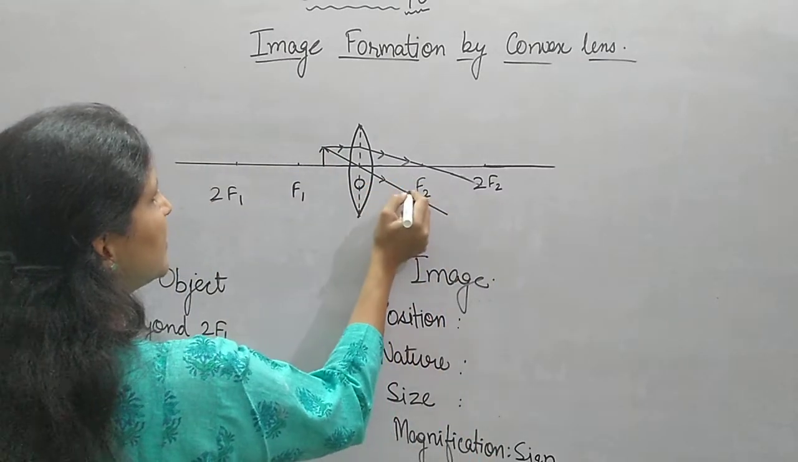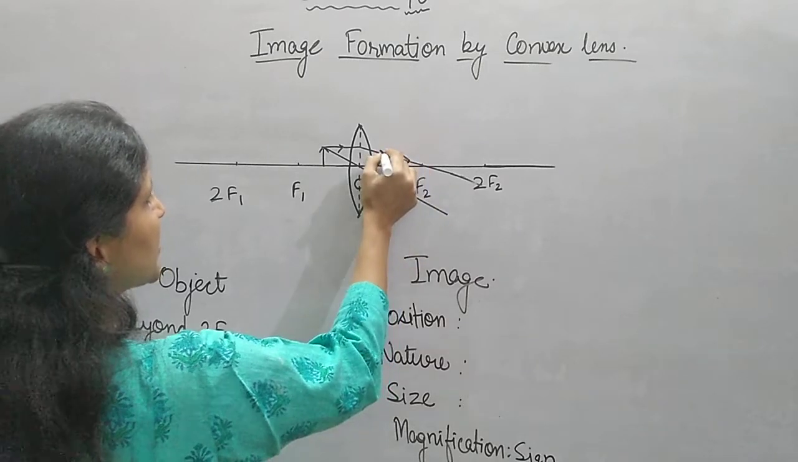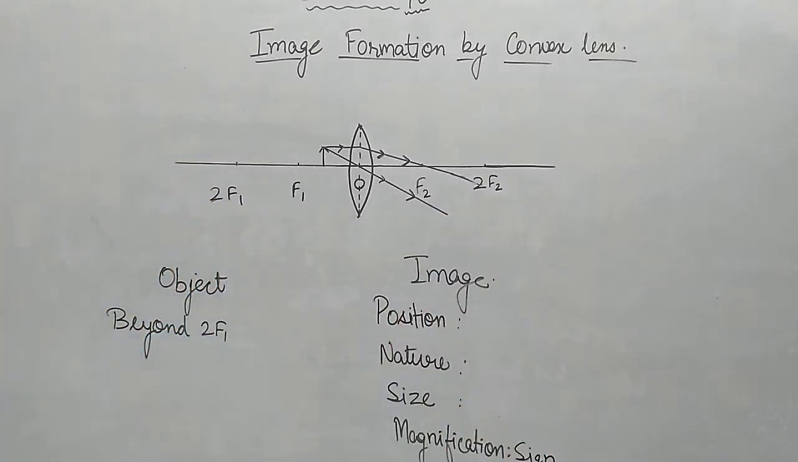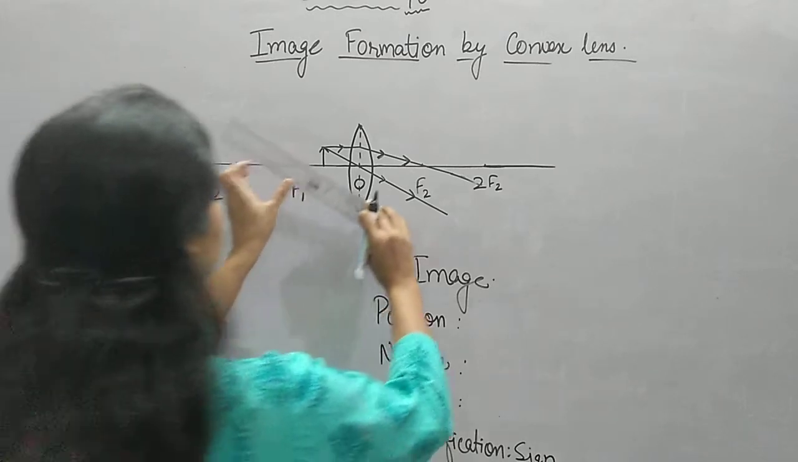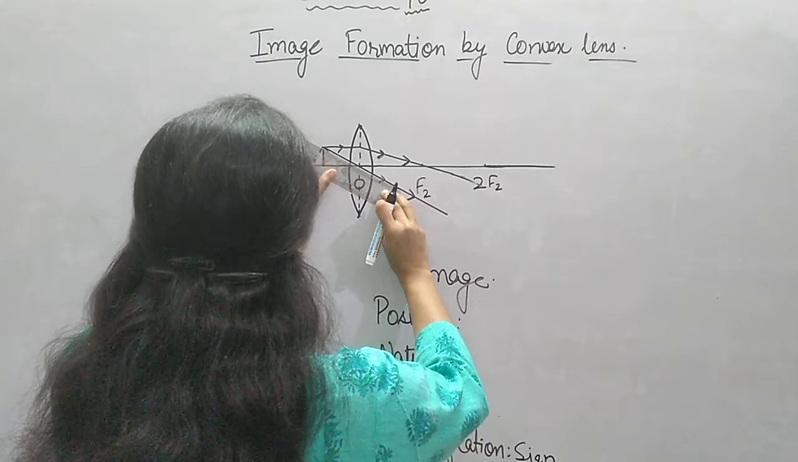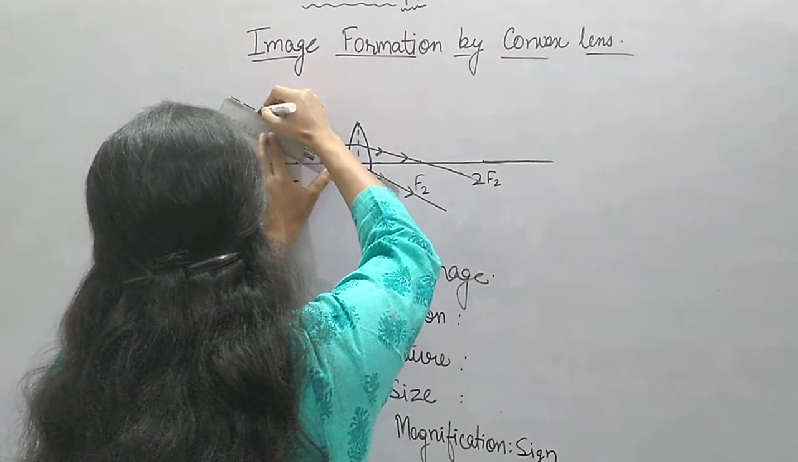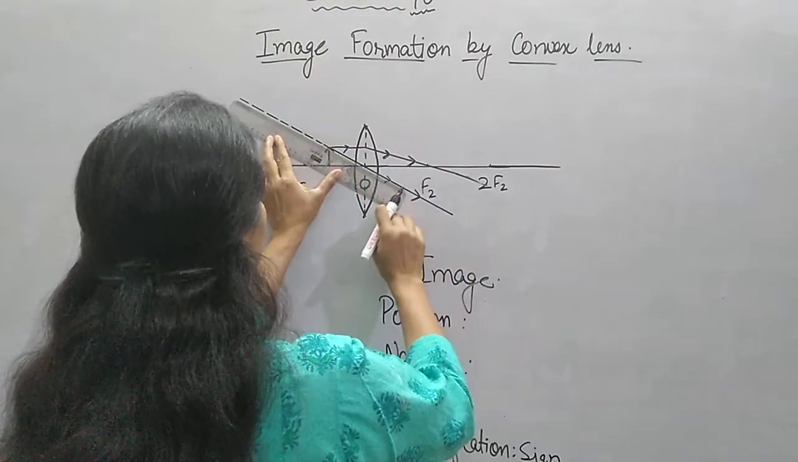Here we see that both the refracted rays are diverging. After refraction, the refracted rays are moving away from each other. Diverging rays, if we extend them backward, somewhere they will appear to meet at some point. So let us extend them back. Extending the rays backward like this, whenever we extend the rays, they should be extended with dotted line.